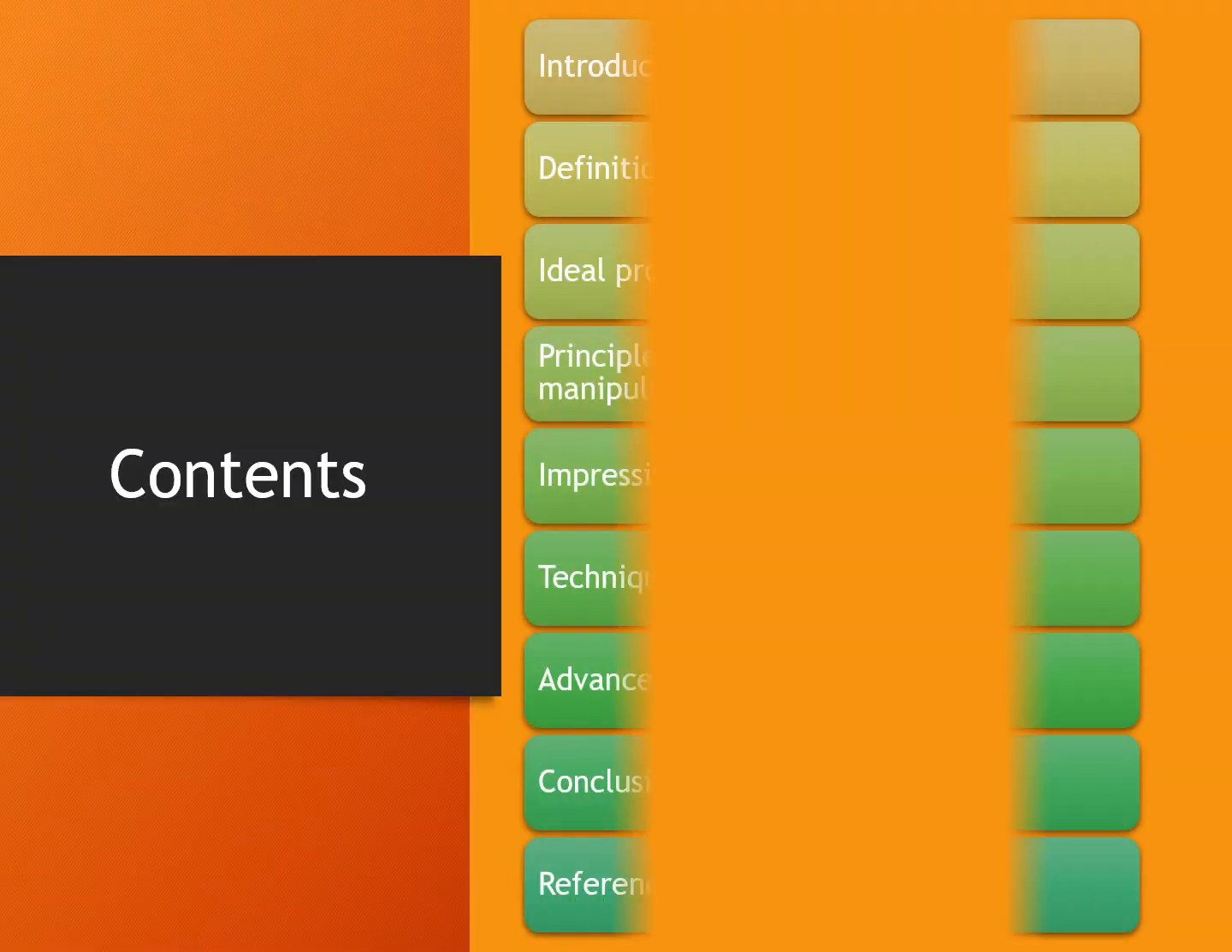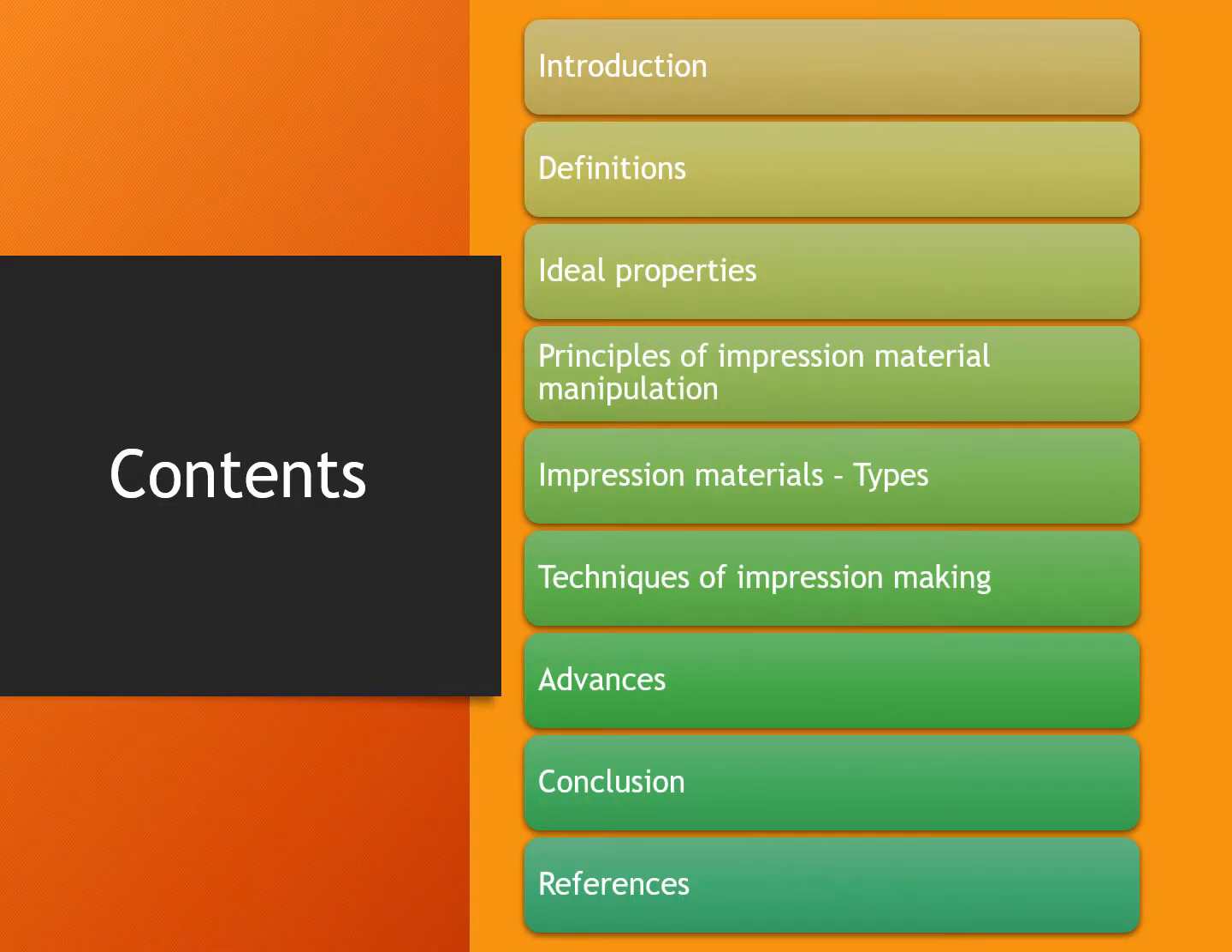Now the contents include introduction, definitions, ideal properties of impression material, principles of impression material manipulation, the different types of impression materials and techniques of impression making, the advances, and finally conclusion and references.